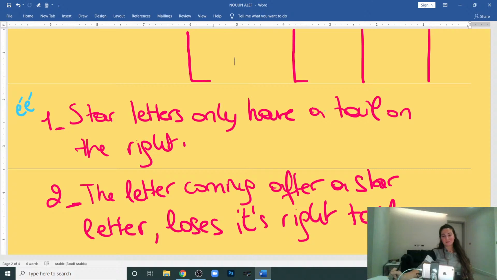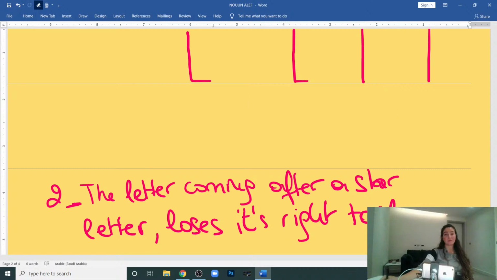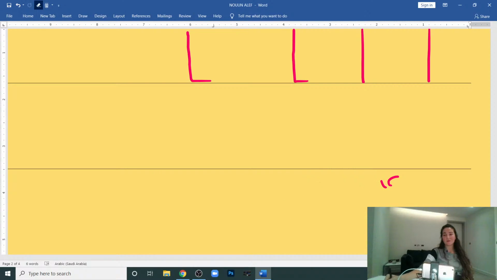Anyone? No one? Can I erase? Today I'm just speaking alone, really. Yeah, I'm gonna erase. So, star letters don't have a tail on the left, they only have a tail on the right, and the letter after a star letter loses its right tail because it's pointless to have a tail if you're not gonna attach yourself to the letter before.